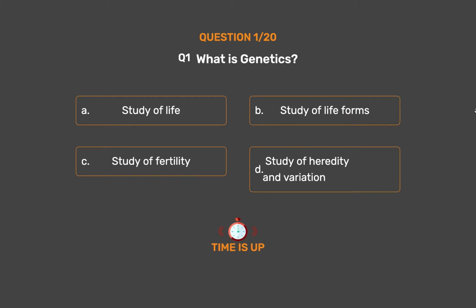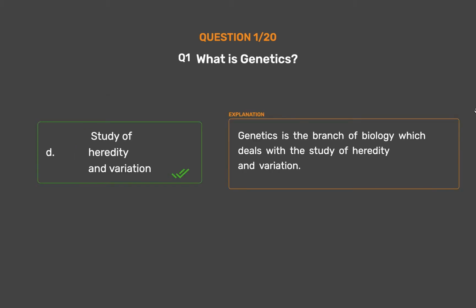The correct answer is Option D. Study of heredity and variation. Genetics is the branch of biology which deals with the study of heredity and variation.